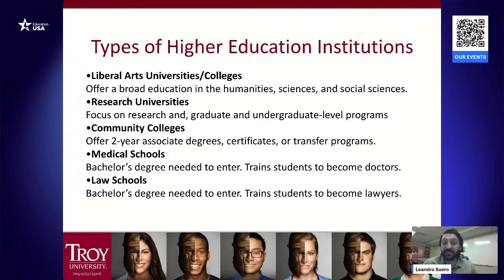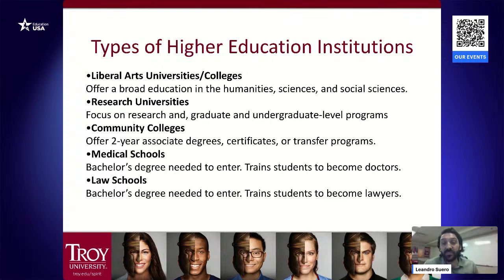For example, Troy is a liberal arts university, and we offer programs in the area of business, science, education, and arts. We have programs like dance, theater, and music. We have programs in the area of health, like nutrition and exercise science, and programs in nursing, for example. So again, a liberal arts university offers a broad education when it comes to the programs that they have.